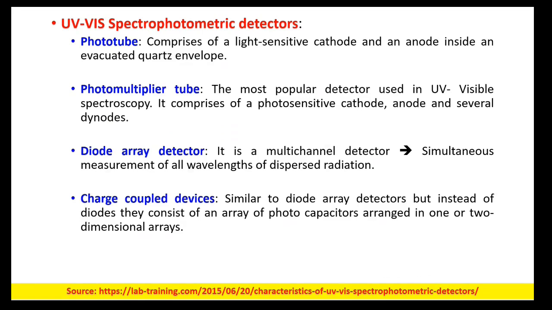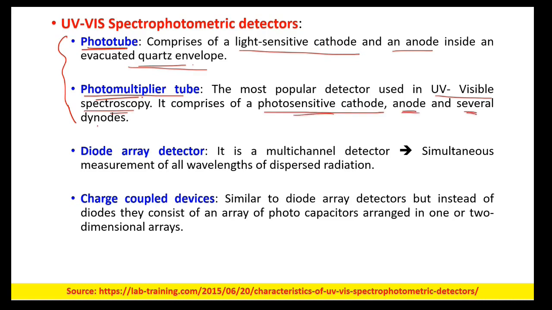Now the types of the detector. The conventional spectrophotometers use phototube and photomultiplier tube. A phototube consists of a light sensitive cathode and an anode inside an evacuated quartz tube, and it is the most popular detector used in UV visible spectroscopy. It comprises a photosensitive cathode, anode, and several diodes.